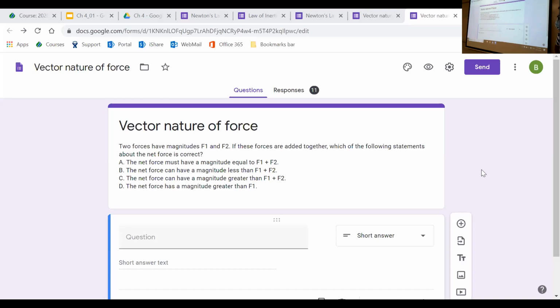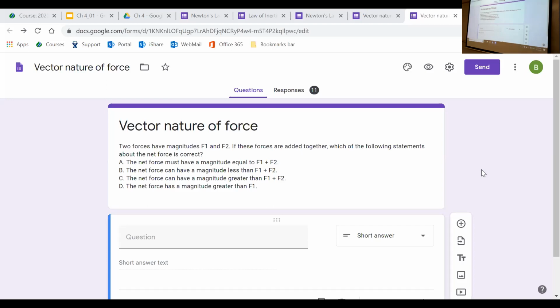D says the net force has a magnitude greater than F1. It could be, but you shouldn't say has a magnitude, because that means must. So it could be greater. That's the more accurate way of saying it: could be greater than F1. All right, so the correct answer for this one is B.